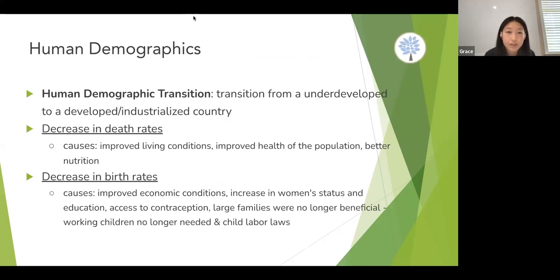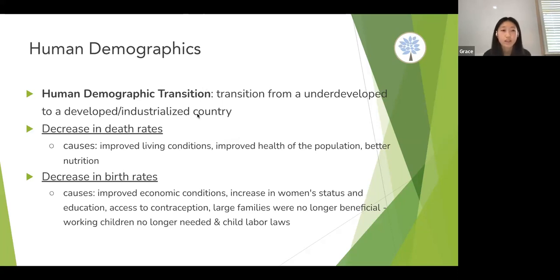And now let's take a look at human demographics. So human demographic transition is the transition from an underdeveloped to a developed or industrial country. And this comes along with decreased death rates due to the industrialization, which will improve living conditions in the long term and improve the health of the population, along with better nutrition.